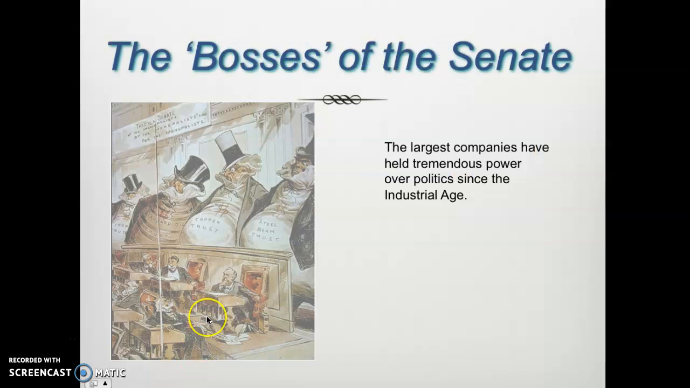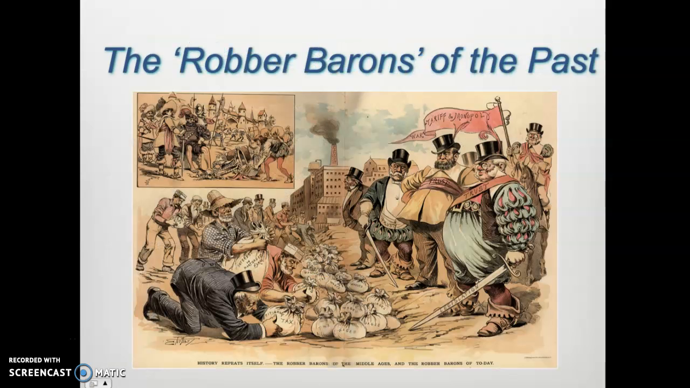You can also see here the criticism in the late 1800s: here's the Senate. This is the Senate of the monopolists, by the monopolists, for the monopolists. So these big fat cat trusts are now controlling politics in Washington. And there's probably still an argument for that going on in American politics today.